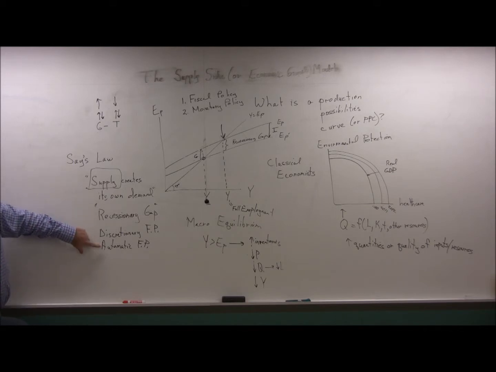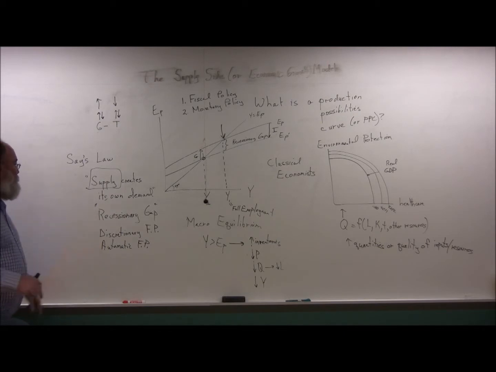This one requires an act of Congress. There's a problem, Congress has to vote to fix it. This one requires a system that automatically adjusts to a problem. Okay, we use both of them. Okay, let me give you an example of this.